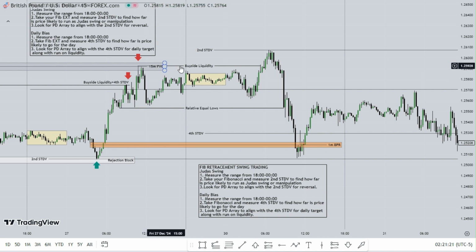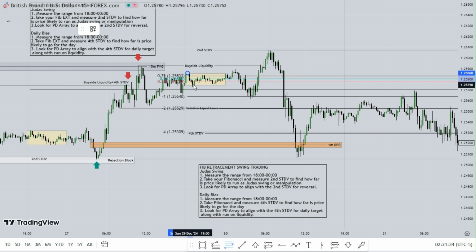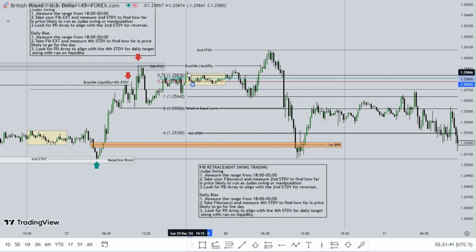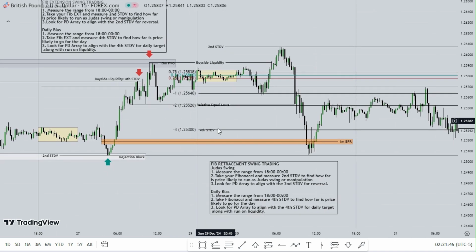So now that we've seen this buy side liquidity and the price has run to the second standard deviation, we're going to look for where our target is. Still you're going to be using body high to body low between these ranges here. So this is going to be our initial target, which is the fourth standard deviation, where price is likely to go for the day.